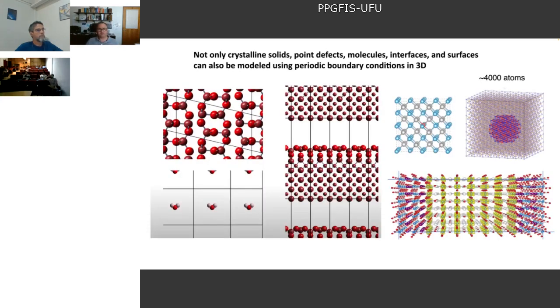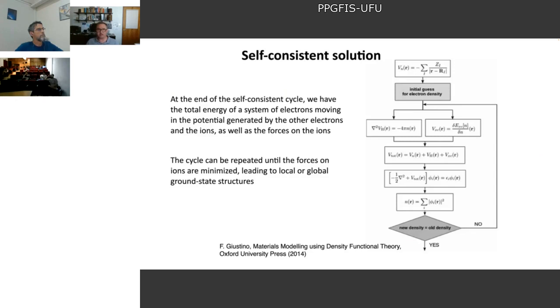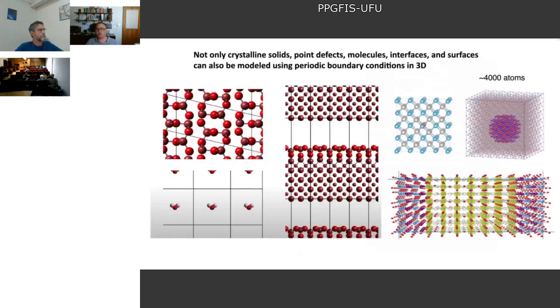Because these plane waves are very convenient for systems that are periodically repeated, it doesn't mean that we can only deal with perfect crystalline solids. We can be creative and use that to study point defects, or molecules, just by placing a molecule in a very large box defined by large lattice vectors that define your unit cell. We can study interfaces and surfaces using periodic boundary conditions in 3D.